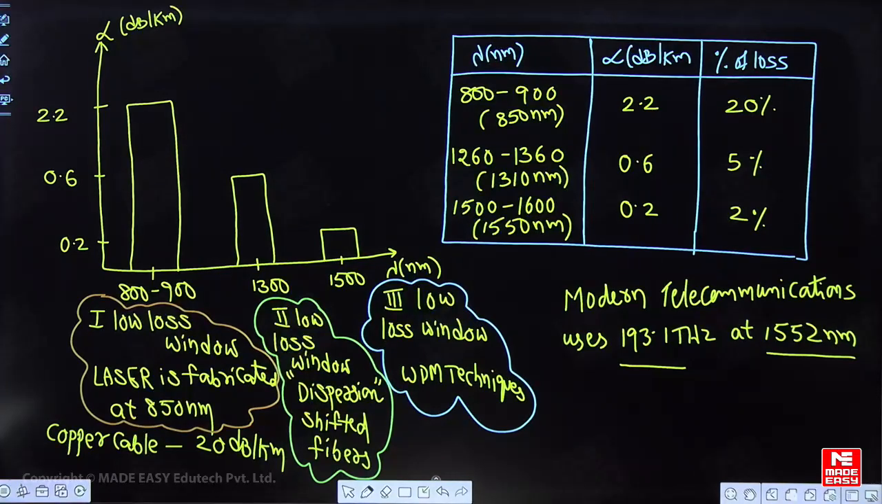Next point, in fiber optical communication, the attenuation of light propagating through glass depends on the wavelength.